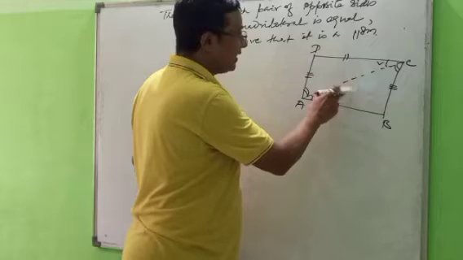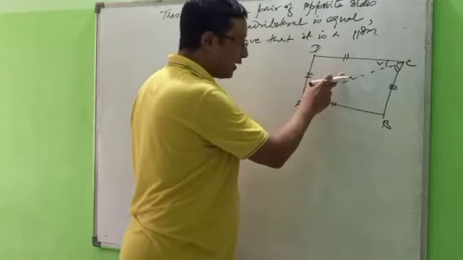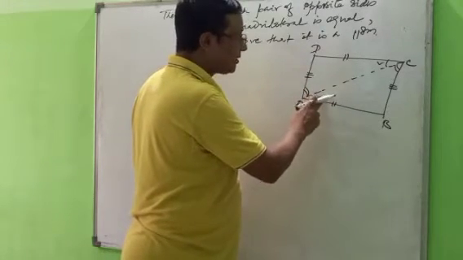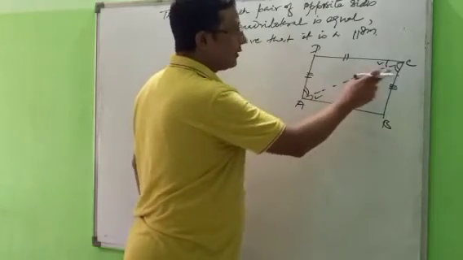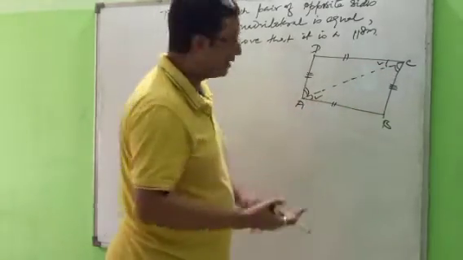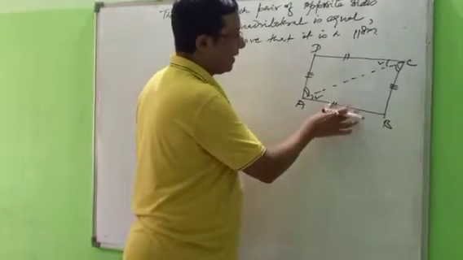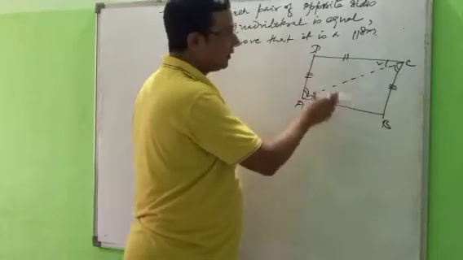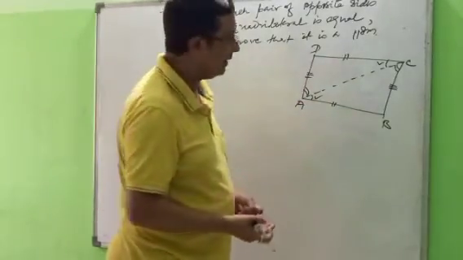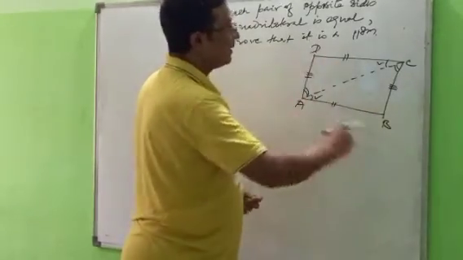So by making these two triangles congruent, you have got that their corresponding angles are equal. But they form two different pairs of alternate angles. That is why AB is parallel to DC and BC is parallel to AD. Both pairs of opposite sides are parallel. That is why ABCD is a parallelogram.